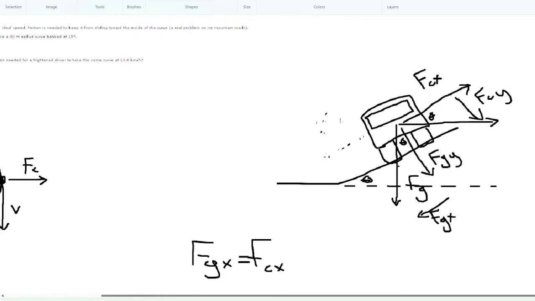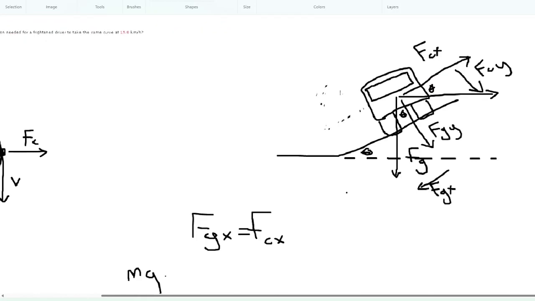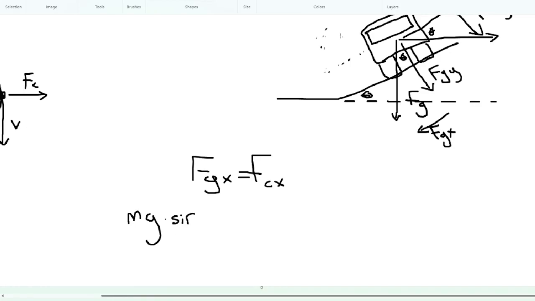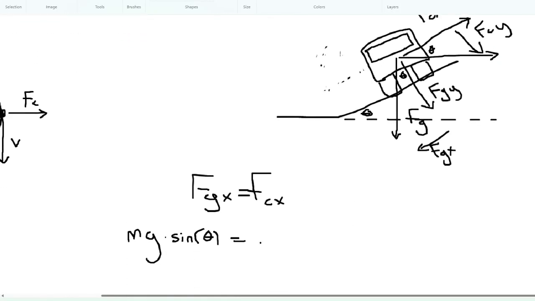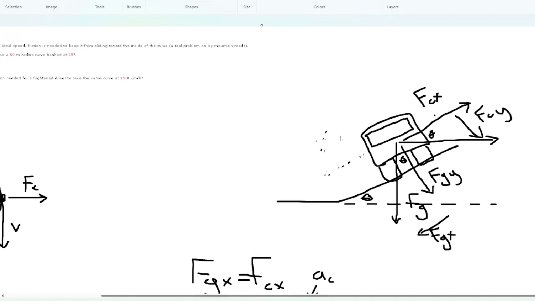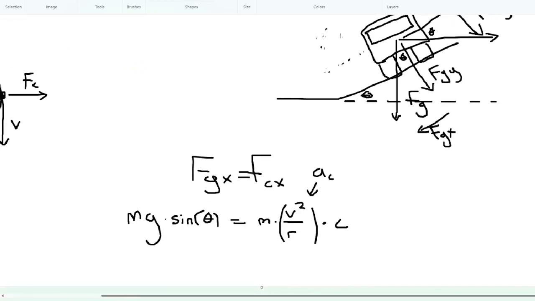of the car, and the horizontal component is going to be the opposite component of this, which is going to be sine of theta. This has to be equal to the centripetal force. The centripetal force is going to be equal to the mass of the object times the velocity squared over r, which is just going to be, this is centripetal acceleration right here. This is going to be multiplied by, let's see, the cosine of the angle, cosine of this angle.